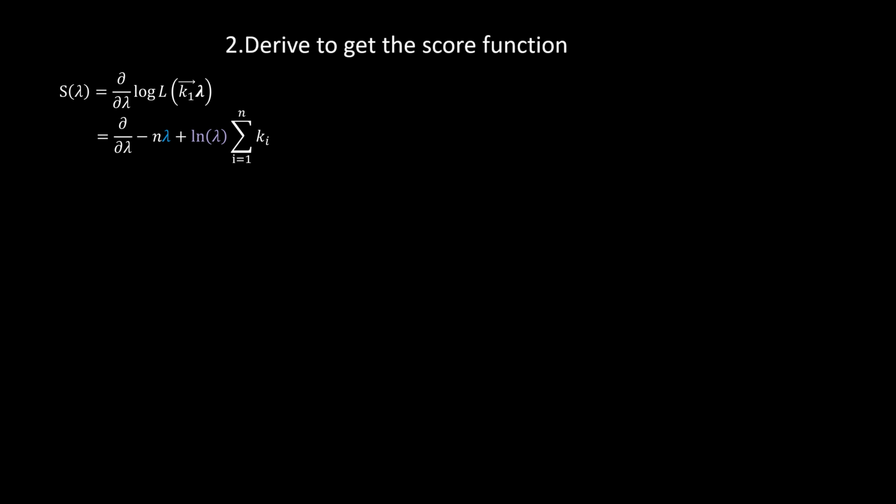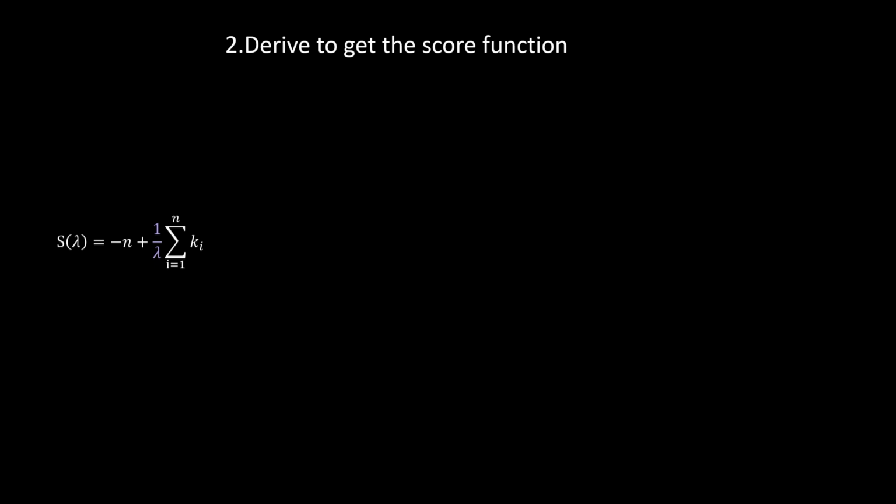To do this, we make use of the third logarithm rule, which we talked about in the beginning, which defines the derivative of ln of lambda as 1 divided by lambda. The rest is quite easy, as the derivative of n times lambda is equal to n times 1, and thus we get our score function, which is equal to negative n plus the sum from 1 to n of k of i times 1 divided by lambda.